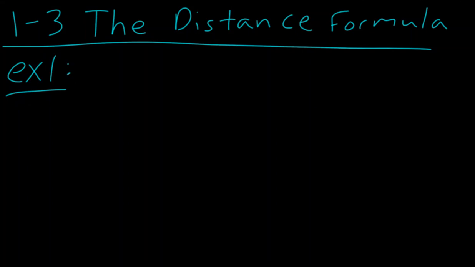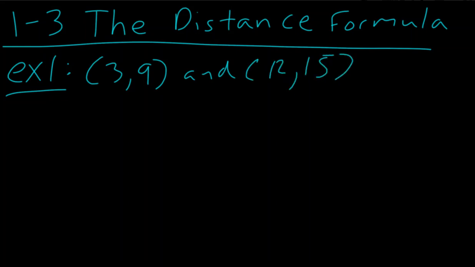Now, what if I were to give you 2 points, and let's say it was 3 comma 9 and, I don't know, let's say 12 comma 15. And what I want you to do is find the distance between these 2 points. Just to show you what this would look like graphically, we know that 3 comma 9 would be somewhere about here, and 12 comma 15 would be somewhere about here. We're saying, hey, we want to know how long is that line.